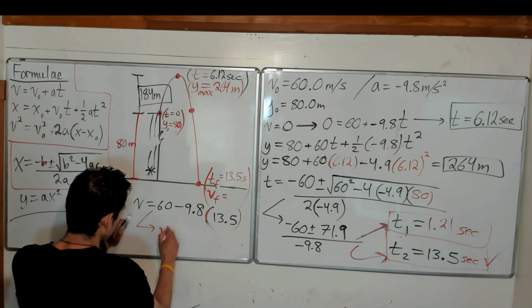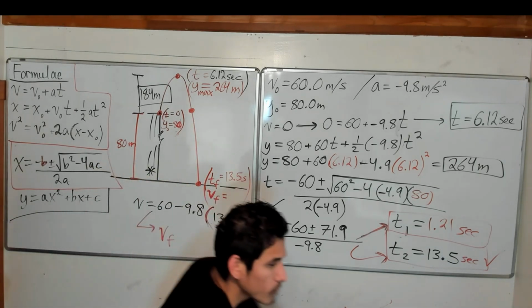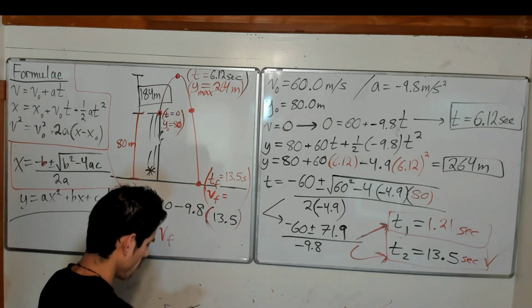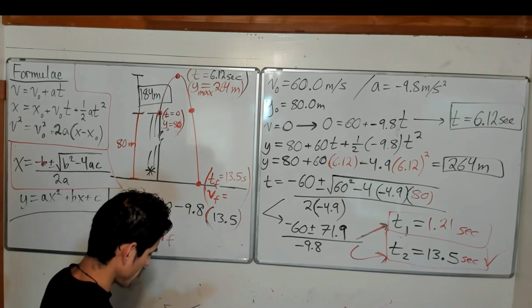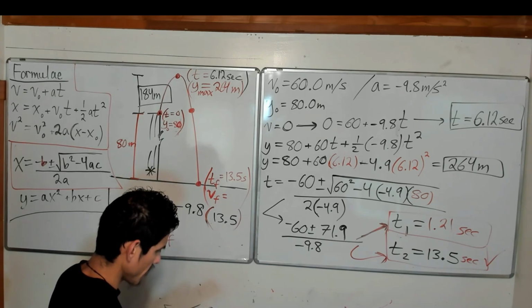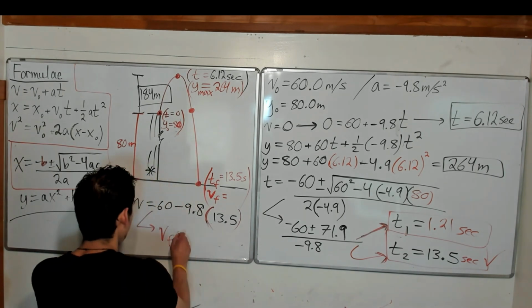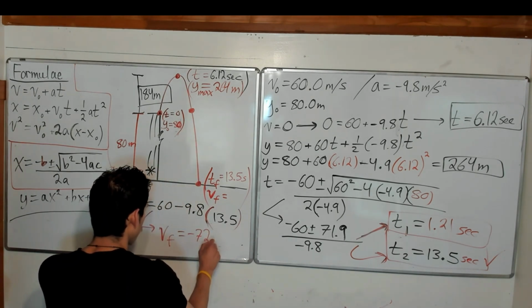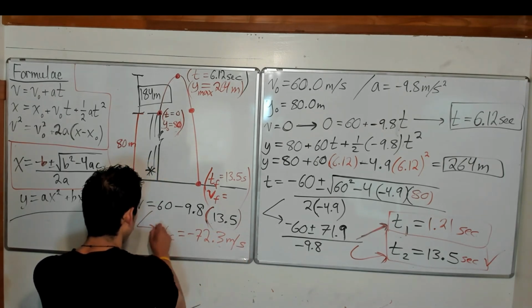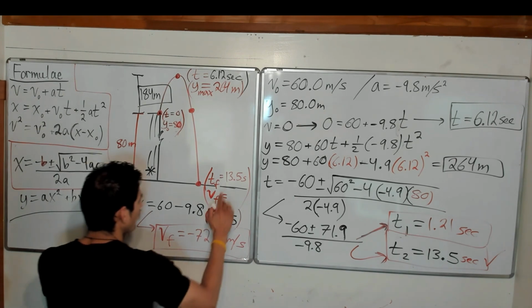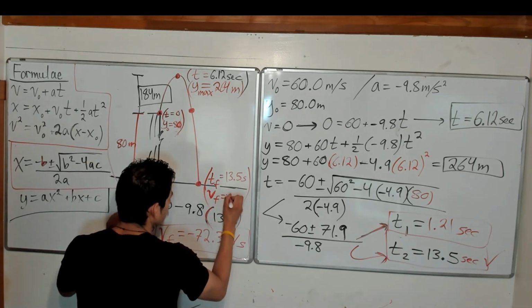Now, the velocity of impact will be 60 minus 9.8 times 13.5, which is negative 72.3. Negative 72.3 meters per second.